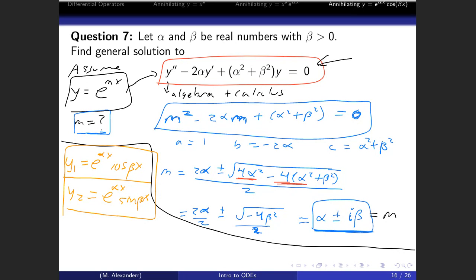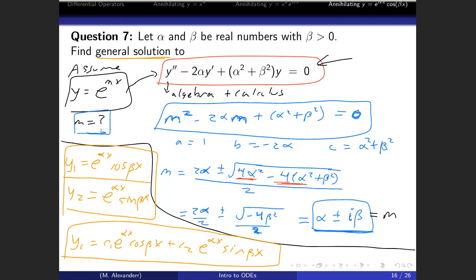The question was asking us what is the general solution. So the general solution will be the linear combination of these guys. So this will be C1 e to the alpha x cosine beta x plus C2 e to the alpha x sine beta x. All right, so that will be the general solution to the red homogeneous equation. All right, so that's a review, but now here comes the thing that I want to communicate. So I did this problem because I want to show you the following.